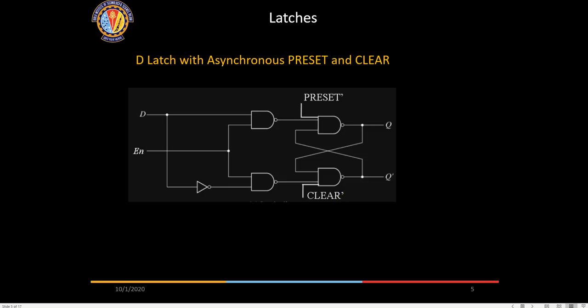So why are we using preset and clear? That gives us a lot of flexibility, for example to set the counter when you switch on the power supply. Suppose there are n flip-flops, say 4 flip-flops. They may not be reading 0 0 0 initially, so you can use the preset or the clear signal to set it to 0 0 0. Is it okay?